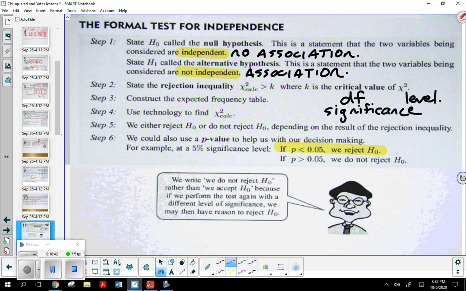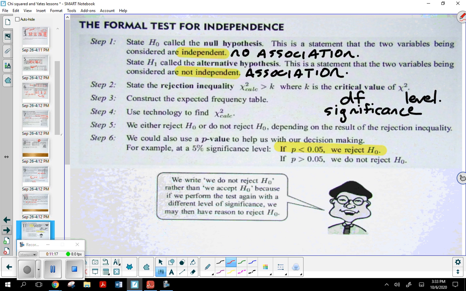So here we go. Here are the steps for the test for independence. We state H naught, okay, that's the null hypothesis. This is a statement that the two variables being considered are independent. That means there's no association. Okay. State H sub 1, that's the alternative hypothesis. This is a statement that the two variables being considered are not independent. We have an association. State the rejection inequality, so the chi-squared calculated value you get greater than k, where k is the critical value. Construct the expected frequency table, use technology to find our chi-squared calculated value.